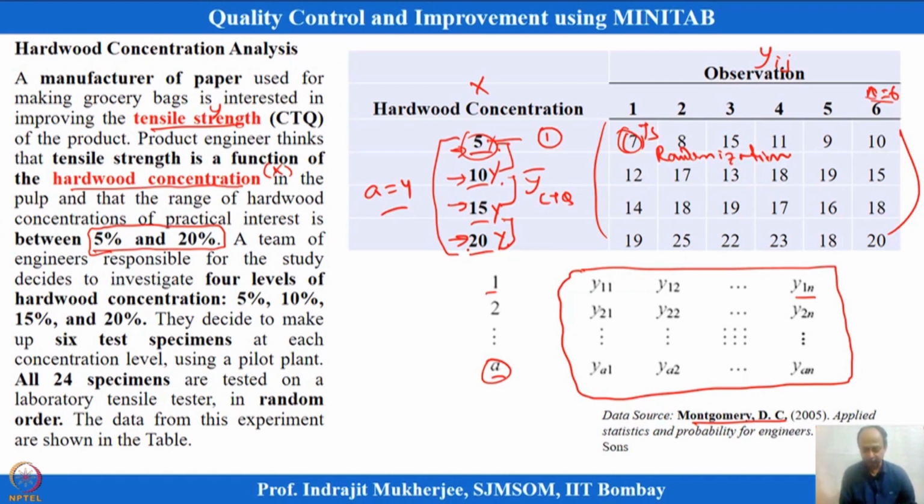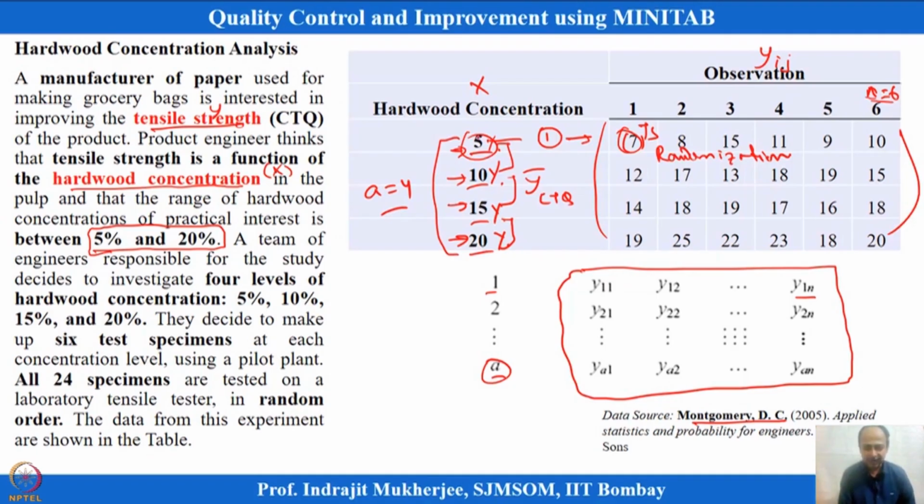All 6 observations should not be completed in one go. At 5%, all 6 samples will not be put in and taken together. It is not like that. What we have to do is randomize the run, for a reason which we will understand afterwards. So, randomization is done here.